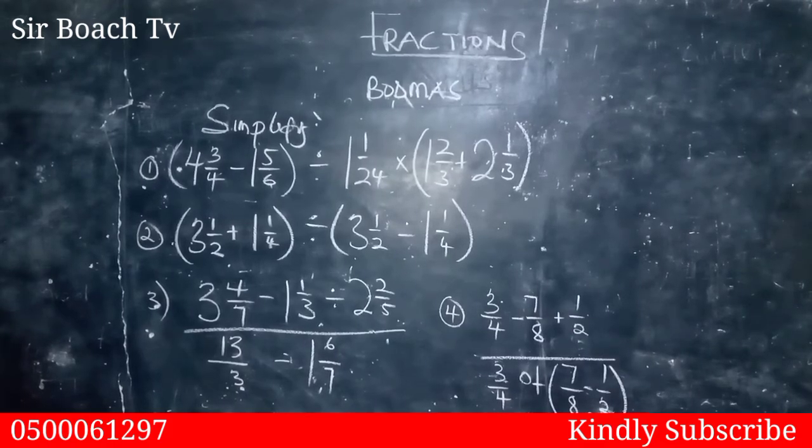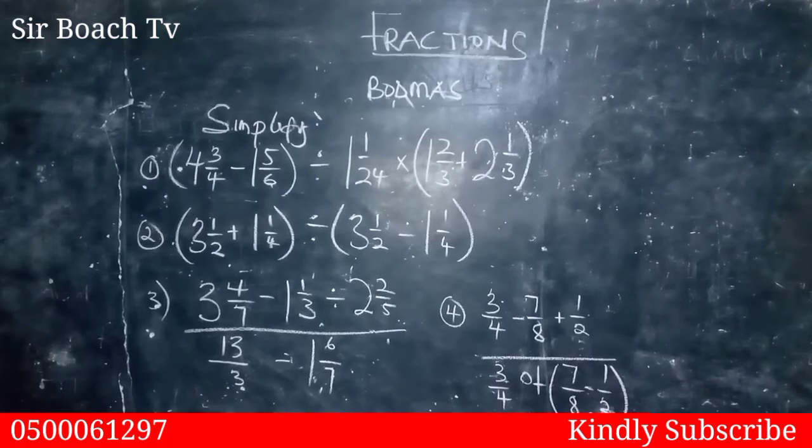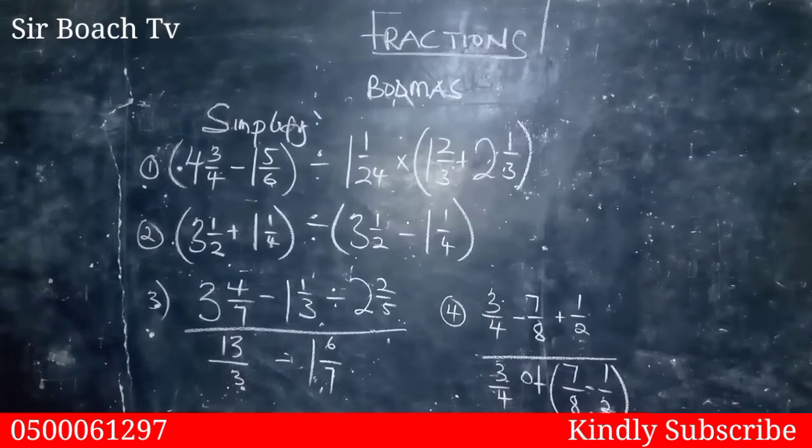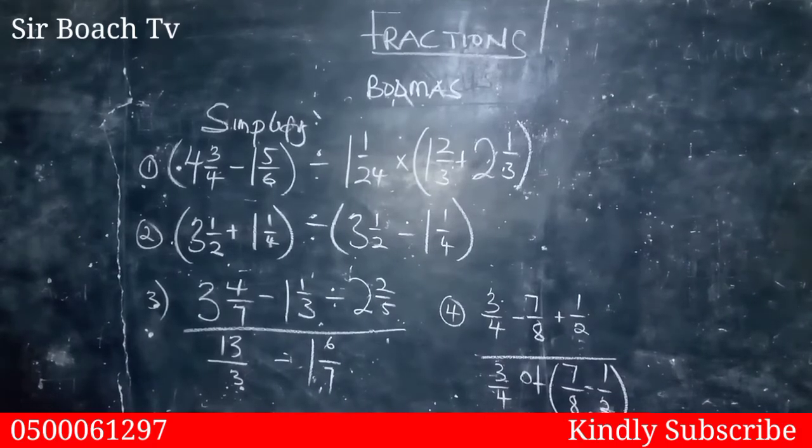Now, number 2 says, first bracket, we have 3 whole number 1 over 2 plus 1 whole number 1 over 4, divided by 3 whole number 1 over 2 minus 1 whole number 1 over 4. And with this one too, the same thing. You just tackle the left bracket and the right bracket differently. So after you get your final answer, you just move from there.